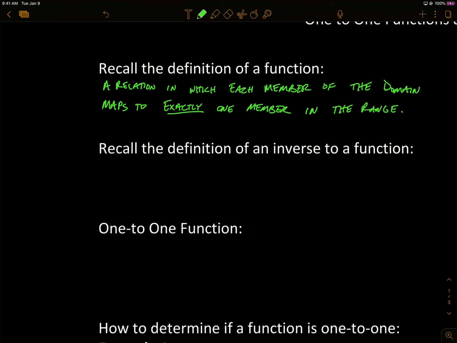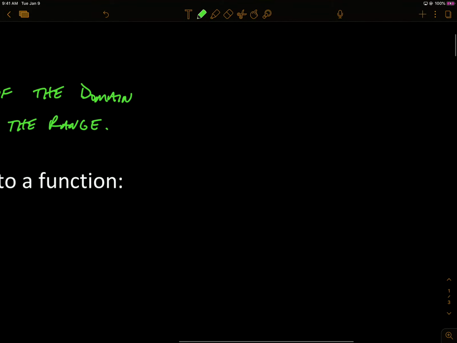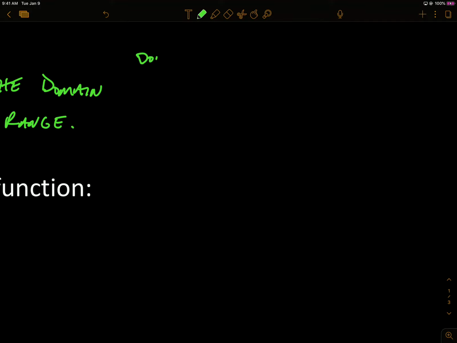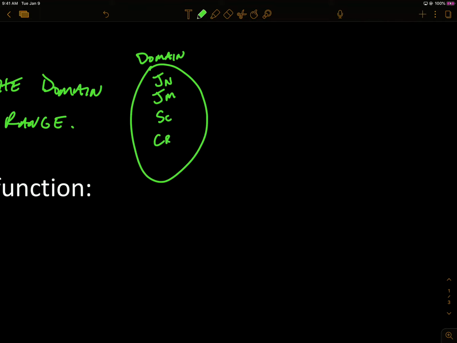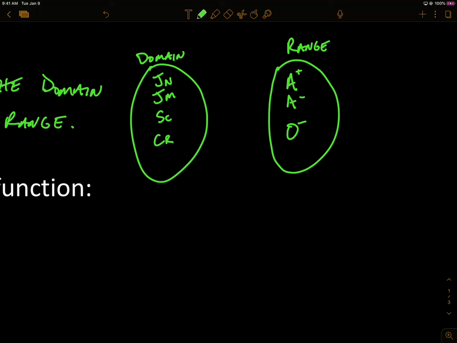We use mapping diagrams to demonstrate this when you first learn it. If I have a set of members, we'll call it the domain, we put this oval looking thing. I'm going to put people in there like Jason, James, Scott, and Christina. Then we're going to make a range, with things like A positive, A negative, O negative. Those are going to be blood types.